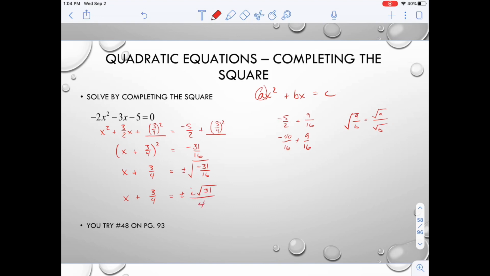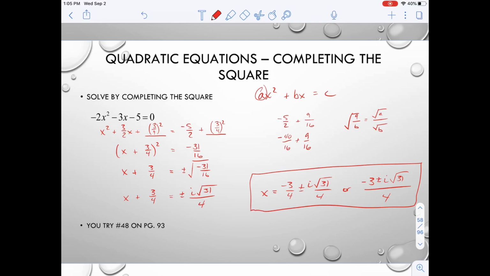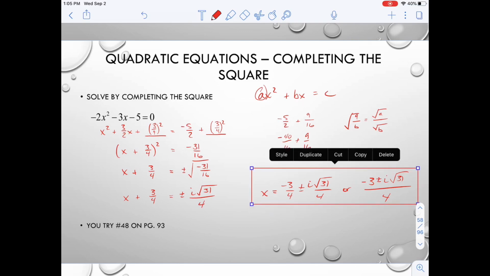So what we're going to have then is x plus 3/4 equals plus and minus i square roots of 31 all divided by 4. And when I subtract that 3/4, we're going to end up with x equals -3/4 plus or minus i square roots of 31 all over 4. Or I could write that as -3 plus or minus i square roots of 31 all divided by 4. Either one of these as two fractions or as one are acceptable answers here.